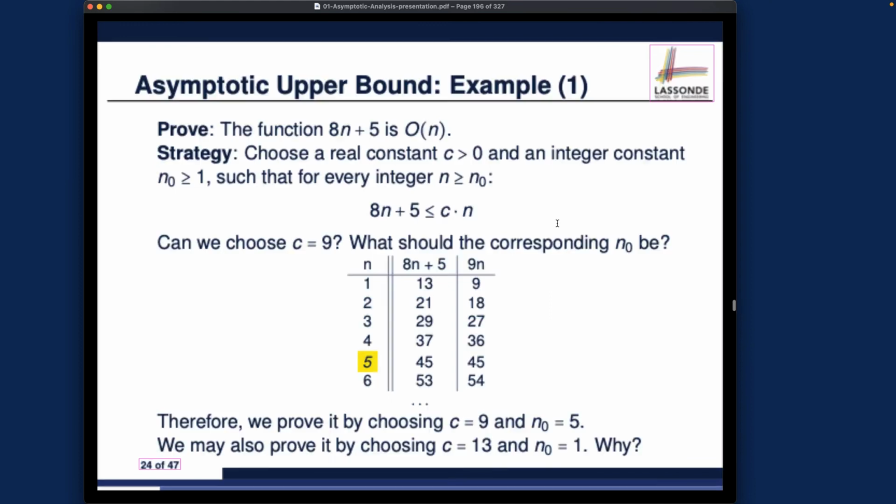And one question for you. We may also prove it by choosing a larger multiplicative constant, 13, as opposed to 9. In that case, intuitively, since the multiplicative constant for n is larger, this part here is actually larger, right? So we can expect that the starting point for the upper bound effect can occur sooner. It will occur sooner at 1 rather than 5, right? So hopefully you can see that. That's why I'm trying to give you the alternative.